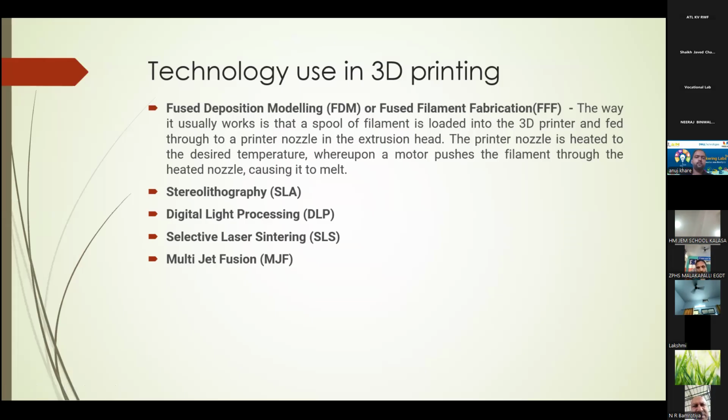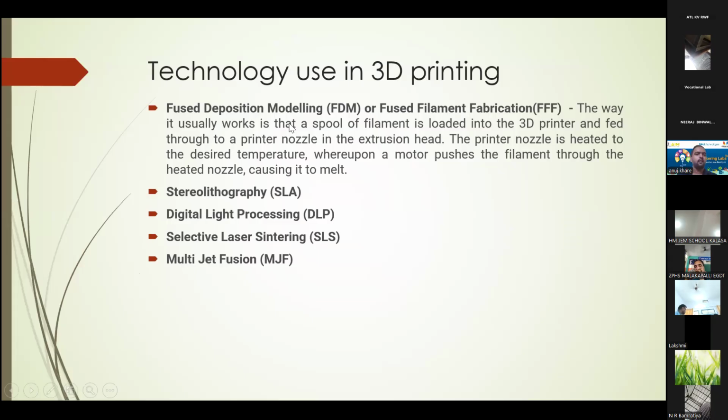So in this technology, what happens? There is a filament called PLA, polylactic acid. That filament is rolled on a spool, and we feed it to the nozzle, where it melts and starts printing. So this was our basic printer, which is available in every school. Then there are SLA, DLP, SLS, MJ, multiple techniques to print, but what we use is FDM.